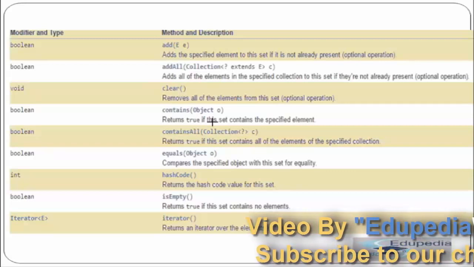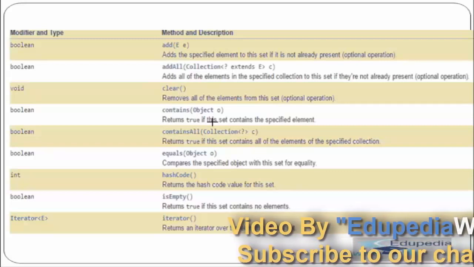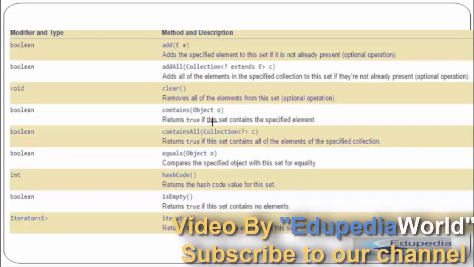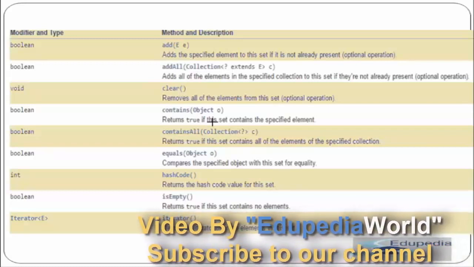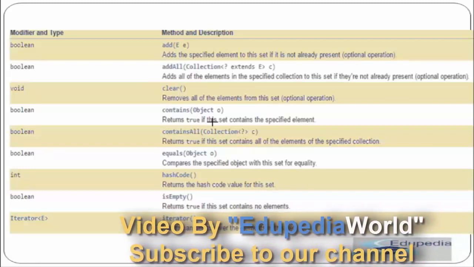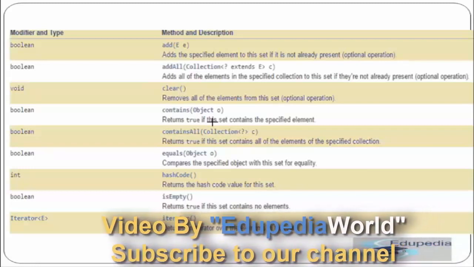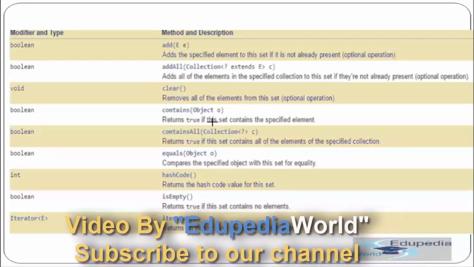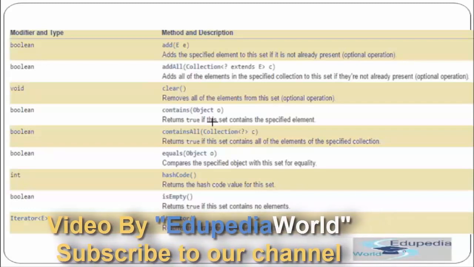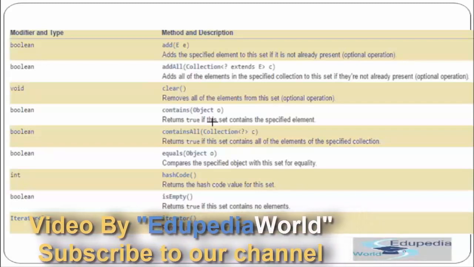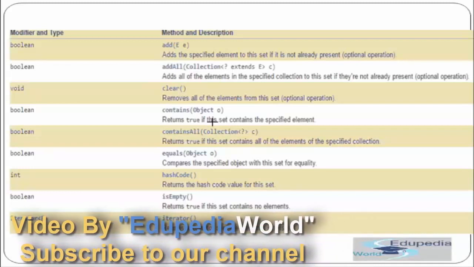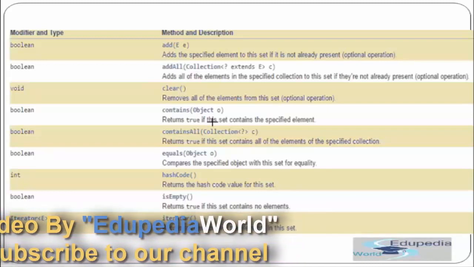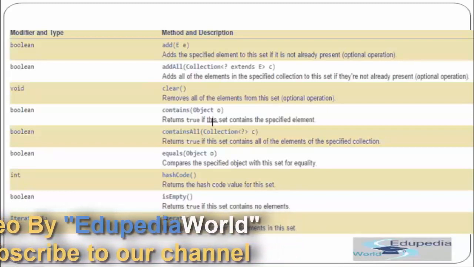After that we have addAll. AddAll adds all the elements in the specified collection to the set if they are not already present. Again it returns a boolean. Then we have clear, which is void clear. It removes all the elements from the set, an optional operation obviously. Then we have boolean contains, which returns true if the set contains the specified element. Fine. Then we have containsAll, which returns true if the set contains all the elements of the specified collection.